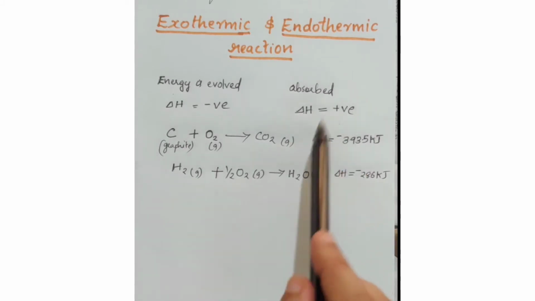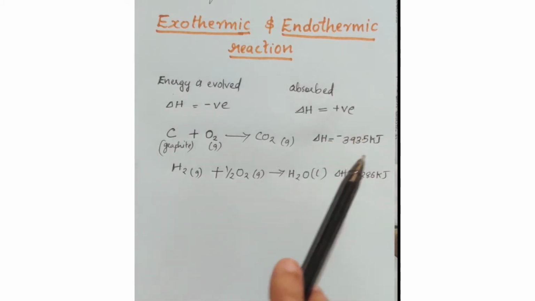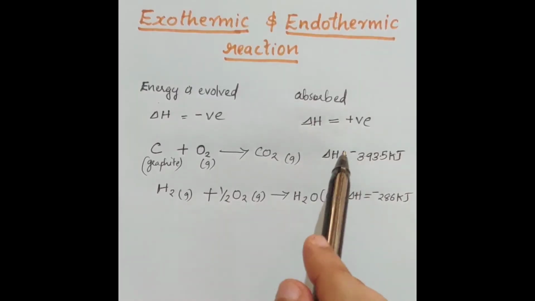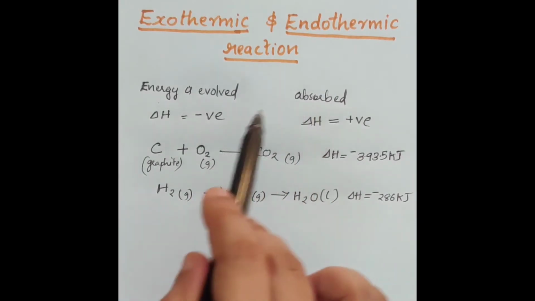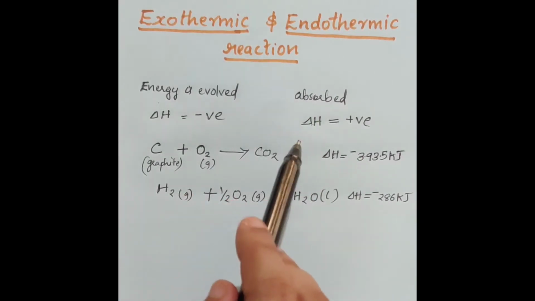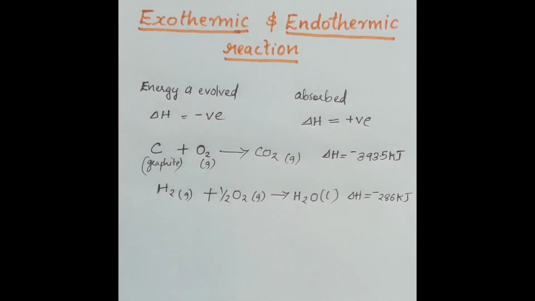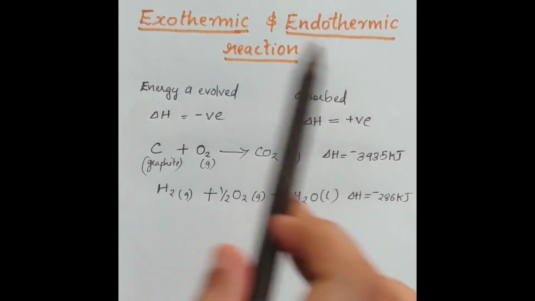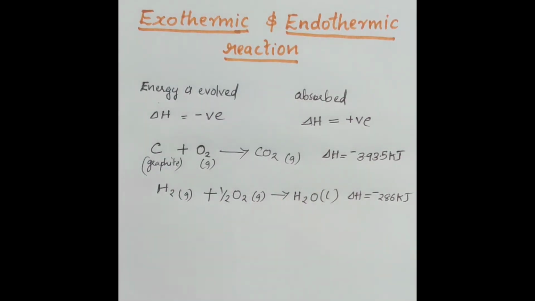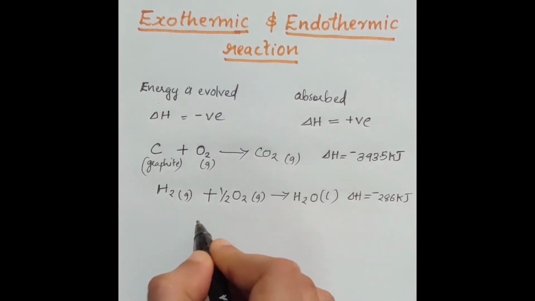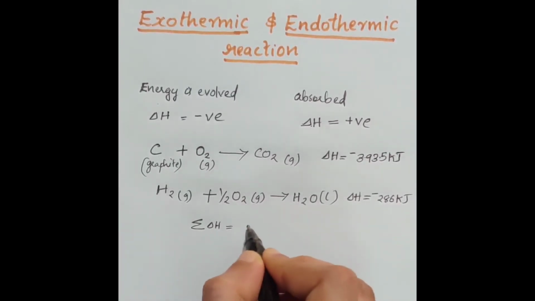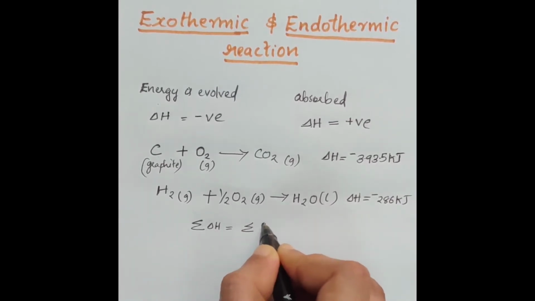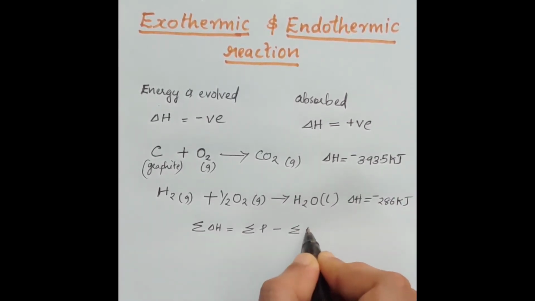To get the value of delta H to be negative, the enthalpy of products is less than that of the enthalpy of the reactants. It is the total enthalpy of the system. We can calculate it by the formula: total enthalpy change of a reaction is equal to the enthalpy of the products minus the enthalpy of the reactants.